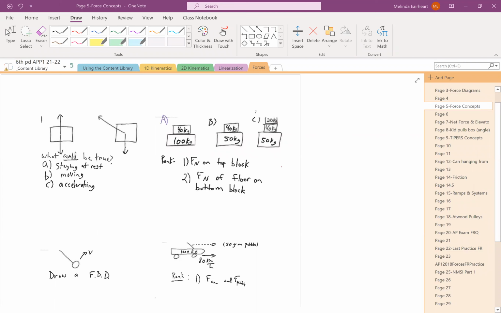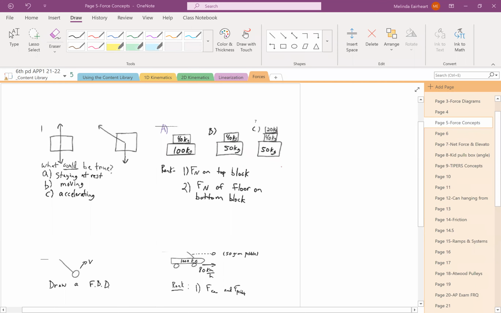So on page 5, these are not really calculation type problems. It's still early on in the packet. It's still just force concepts. And so that's what this page is about. There are some nuances with each problem, so we'll work through them together.